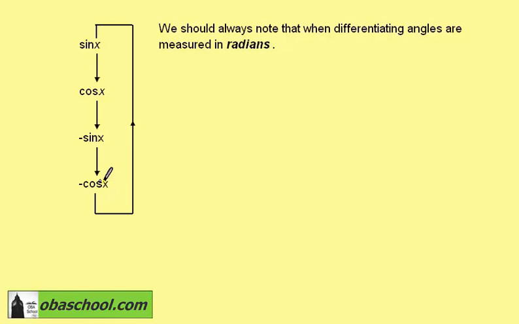Since cos x differentiates to give minus sin x, it follows that minus cos x must differentiate to take us back to sin x. It really is worth remembering this cycle, especially since integration is the reverse process, and so all you need to do is put the arrows in the opposite direction when you come to integrate trigonometric functions.